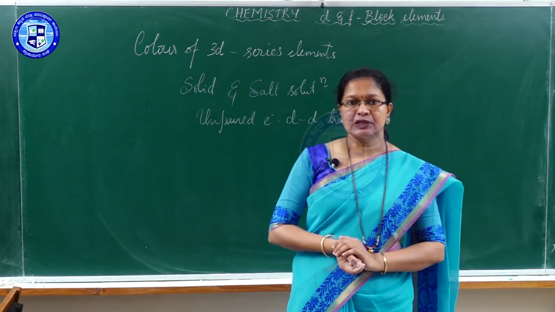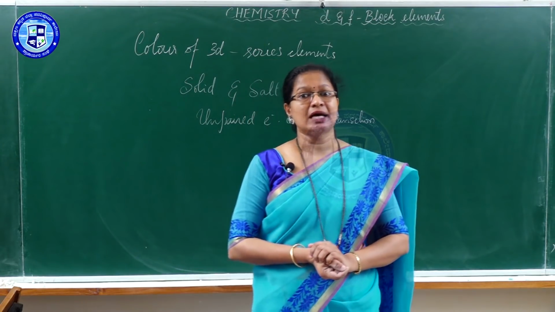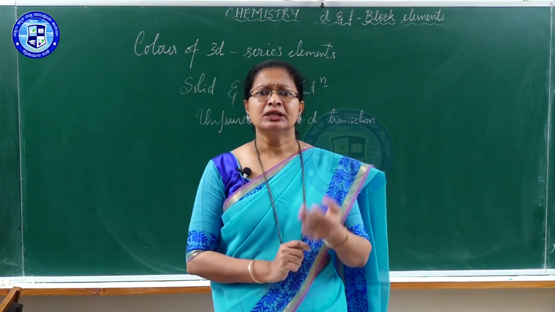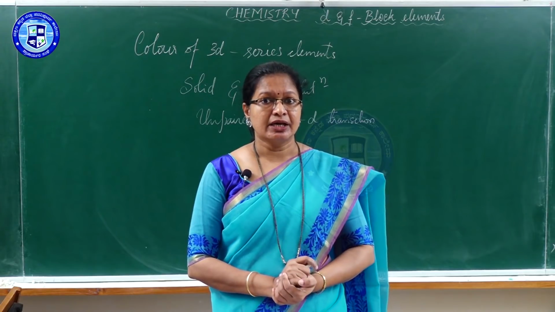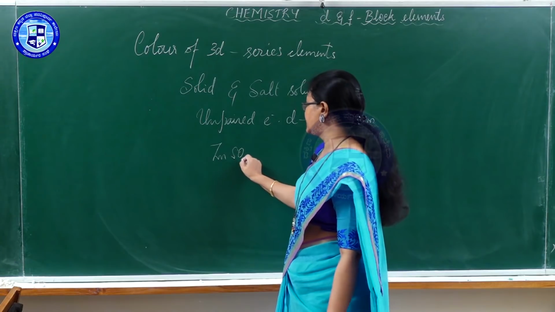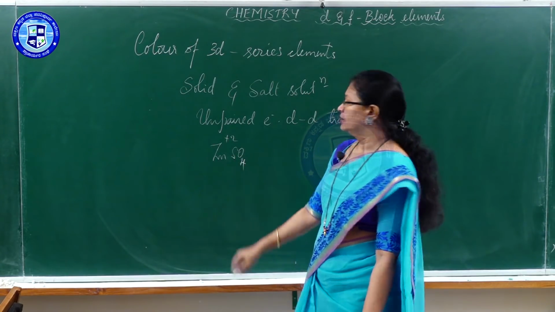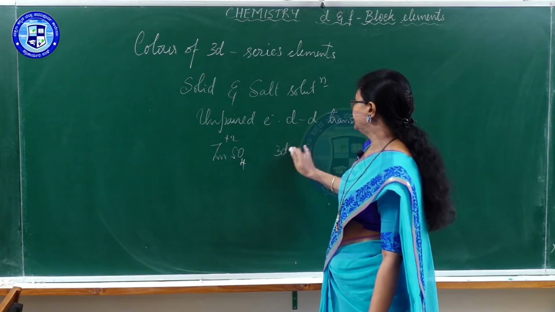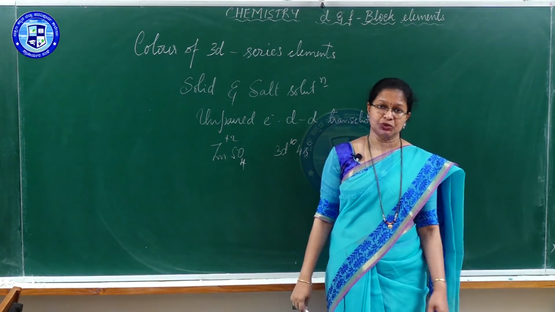In case the salt solution does not have these unpaired electrons, then such salt solutions are colorless. The main example is zinc sulfate. Zinc sulfate salt or its solution is colorless. Why? Zinc sulfate has zinc in the +2 state. What is its configuration in zinc +2? It is 3d10 4s0.